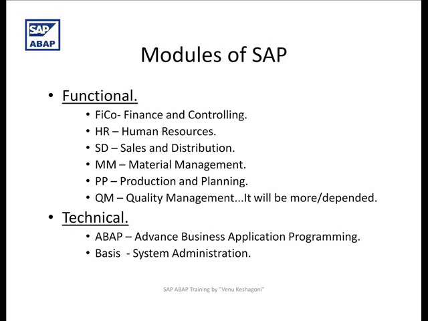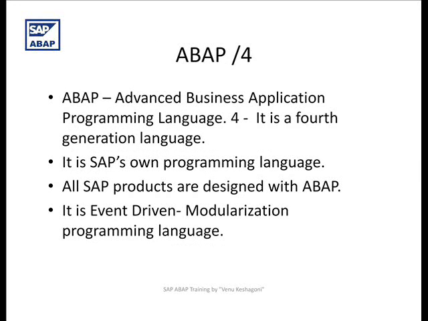Here, one more department is Basis, a technical department, which is system administration. Administration means it controls authentication and administration. These are the things controlled by the Basis team. Basis and one, two, three more technical departments are also there, but they are not that important now. Next, coming to ABAP.